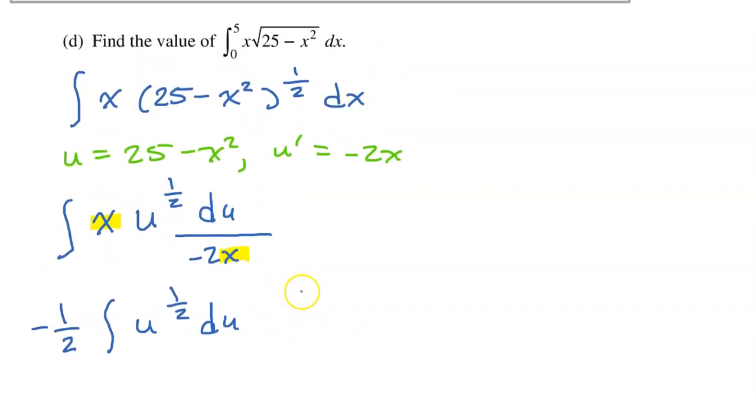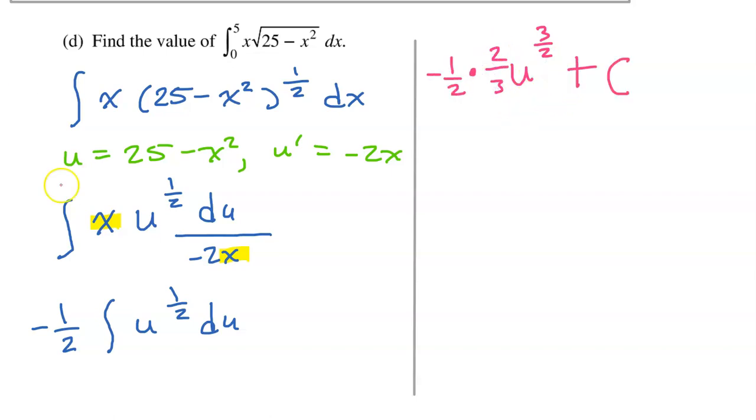So this is very doable. Using the power rule of integration, I will add 1 to this exponent. 1/2 plus 1 is 3/2. So I now have u to the 3/2 power. But then I divide by the new exponent. Dividing by 3 over 2 is the same thing as multiplying by 2 over 3. Bringing over the negative 1/2 from the previous step, I have this. And I'm going to temporarily put this constant of integration on here. Ultimately, I will not need this when I put the limits of integration back in.